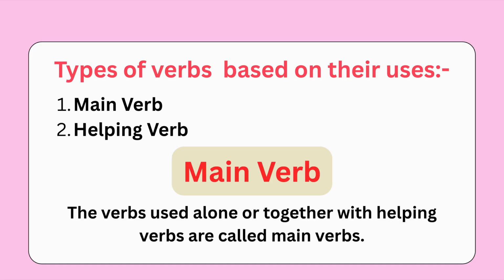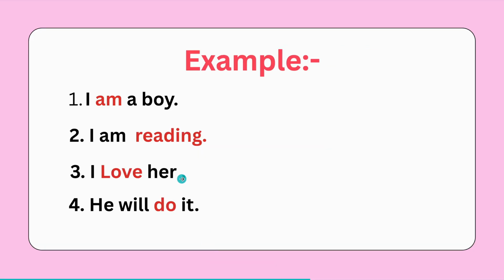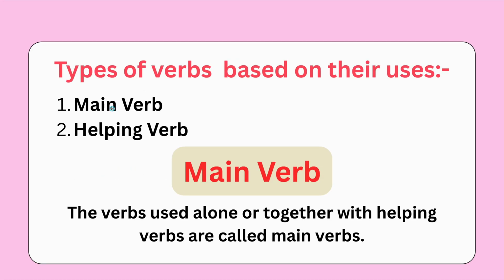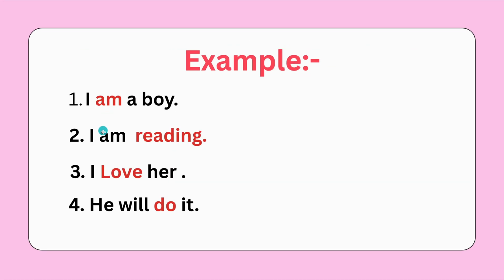Now types of verbs based on their uses. Now we will see uses of verbs: main verb, and second is helping verb. So main verb is the verb used alone or together with helping verbs, called main verbs, like am. I am a boy. Here am is the main verb.